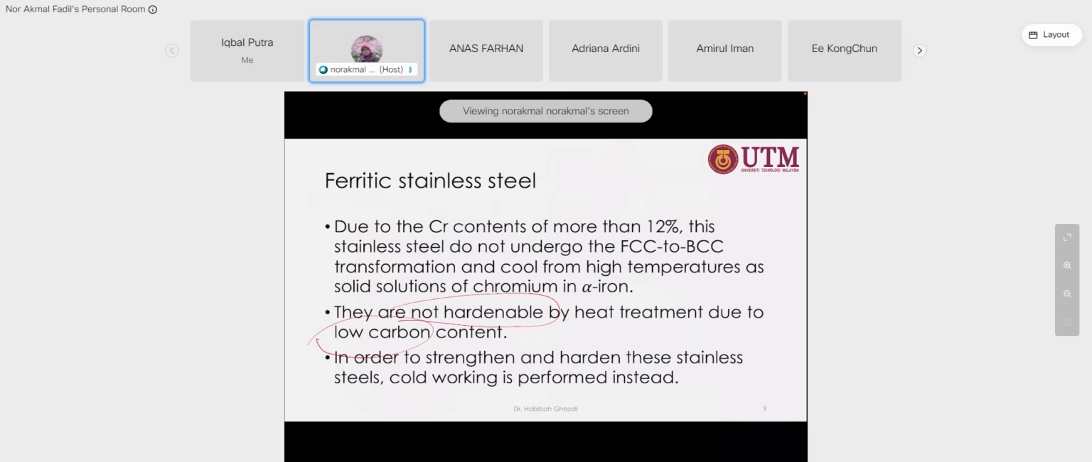In order to strengthen and harden this stainless steel, cold working. It is the same as plain carbon steel. Cold working is the preferred process if you want to increase the strength.